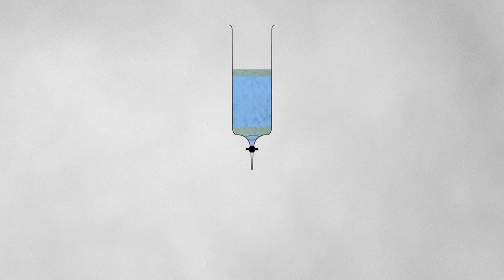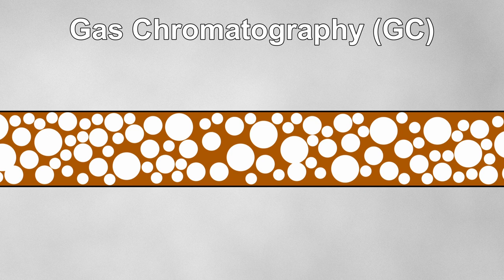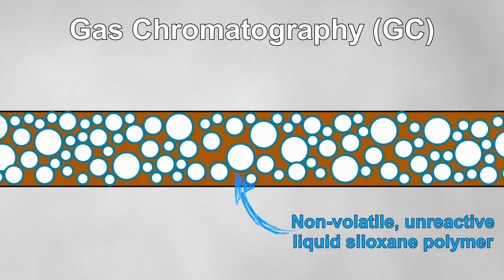Column chromatography and HPLC are both great techniques, but what if we're more interested in a gas phase mixture? For that, we'd use gas chromatography. Gas chromatography uses a long, thin column which is packed with a solid such as silica, which can act as the stationary phase. Alternatively, the solid can act as a support for a non-volatile, unreactive liquid siloxane polymer, which can act as the stationary phase instead.